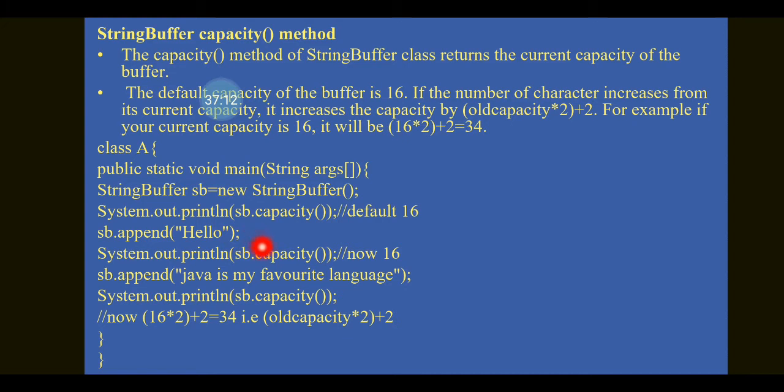Again, when you call sb.capacity(), it will still return 16, because it contains only a string of length 5. When I append the string "Java is my favorite language", the capacity will be exceeded beyond 16. After exceeding the capacity of 16, the result will be 34. The reason behind this is that (old capacity * 2) + 2 will be the new capacity. Here the old capacity is 16, 16 * 2 + 2, so 34 will be the new capacity.